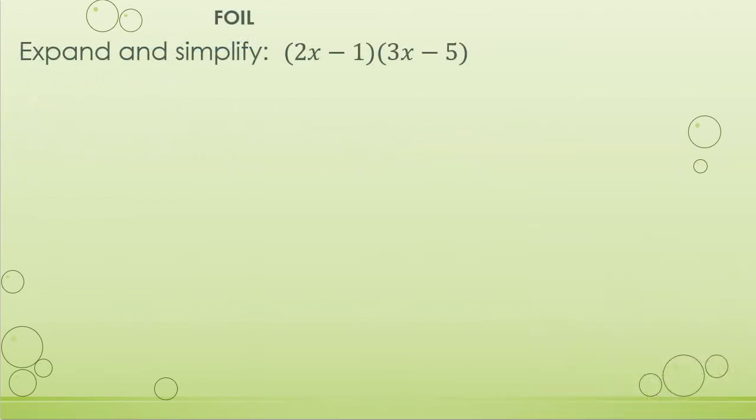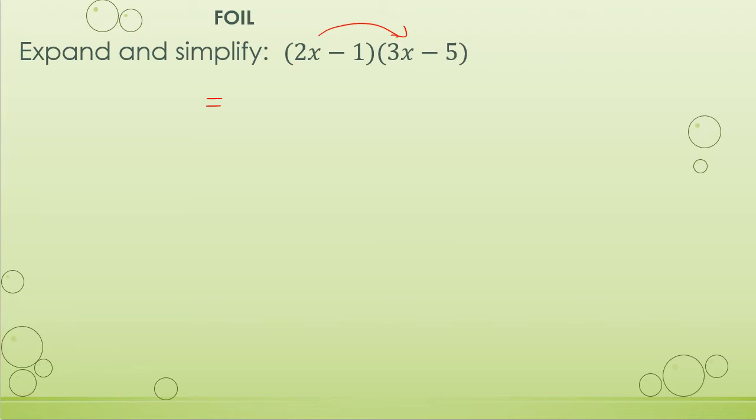Starting off nice and easy. A question you could have done in grade 10, expand and simplify. You can use the acronym FOIL if you want. So first times first. I like to draw the arrows to just help guide my eyes what to do and make sure I don't forget any terms.